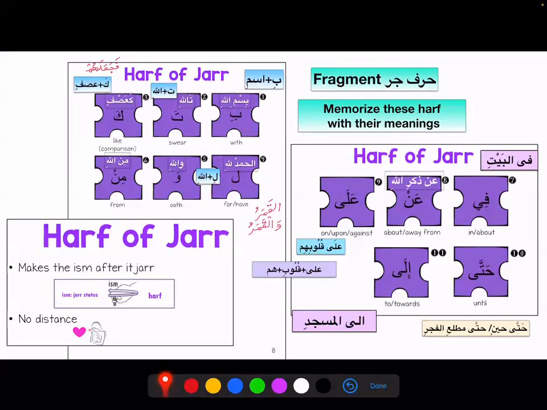Then we have ba, ta, kaf, and next is lam. And we will see lam a lot in Quran Pak. One of the examples is alhamdu. What do we say? Lillahi. Lillahi is basically two words. Lam is harfu jar, and the word Allah is ism majrur.